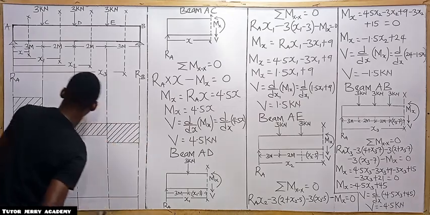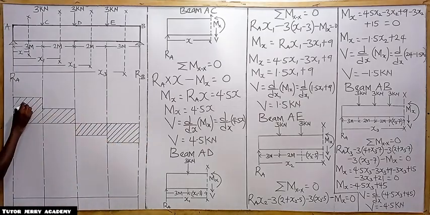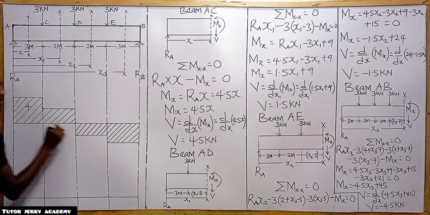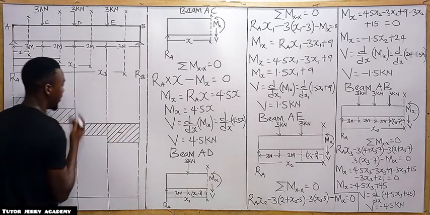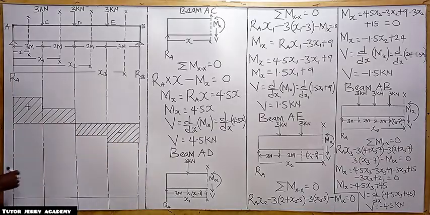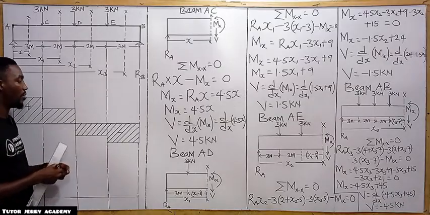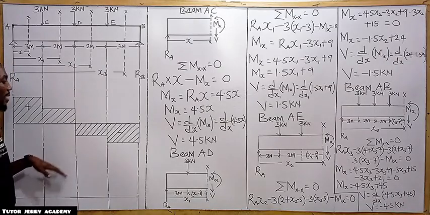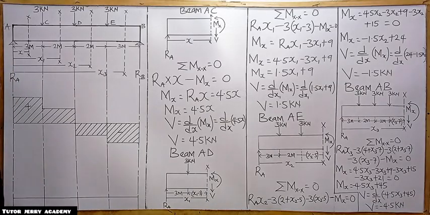All right. So that's it. This top part here is positive, while this down part here is negative. From this point here we have negative, from this point here we have positive. So that is the shear force diagram. Now the next thing is the bending moment diagram.